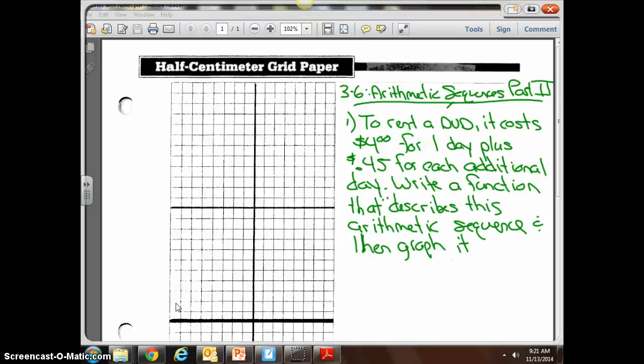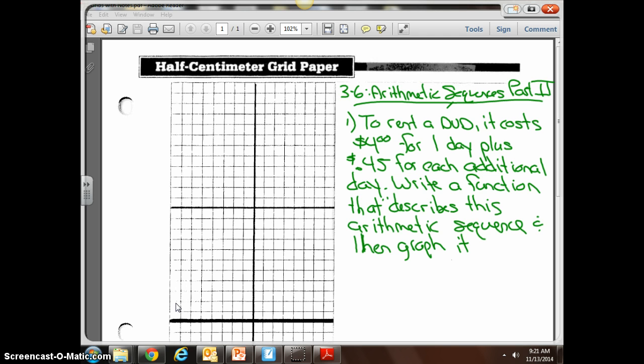Ladies and gentlemen, we are going to take a look at arithmetic sequences for the second time here. You've already watched the first video explaining arithmetic sequences, and now we're going to do a real-life application of arithmetic sequences. We have a situation in which we want to rent a DVD that costs $4 to rent, and then after a day, it costs you 45 cents for each additional day.